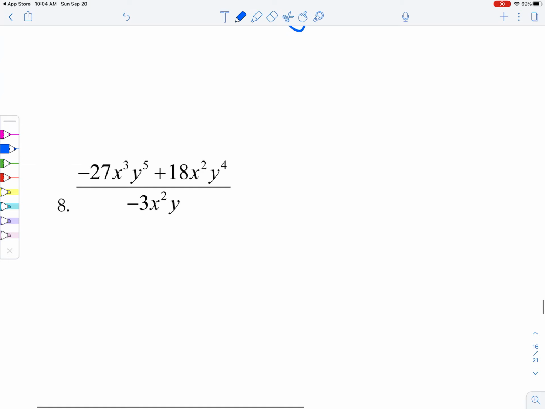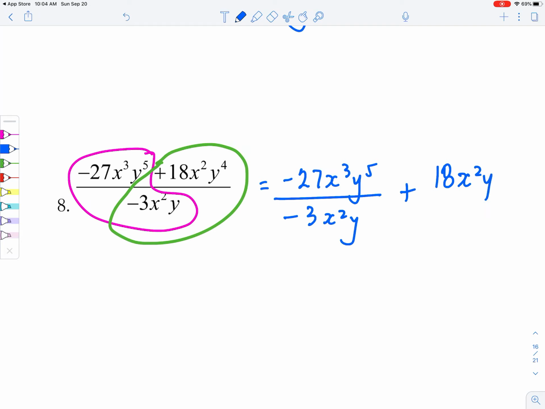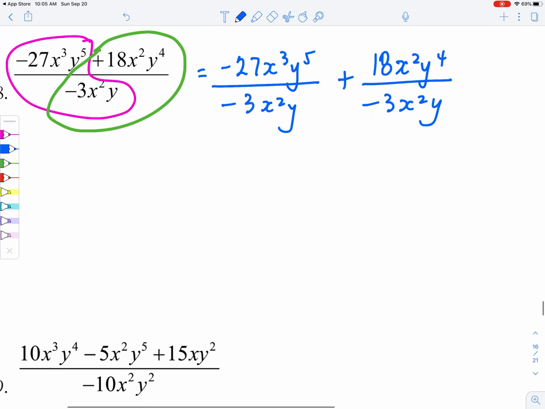We're going to do the same thing for this next one. We are going to take the first term and the second term, rewrite them. So minus 27x to the 3 y to the 5 divided by minus 3x squared y, plus 18x squared y to the 4 over minus 3x squared y. And we'll deal with it term by term.